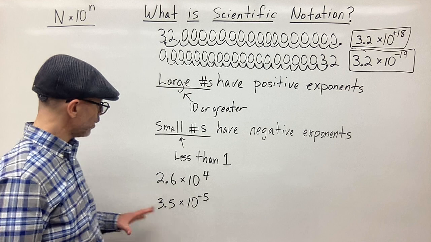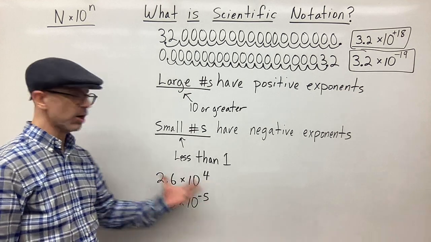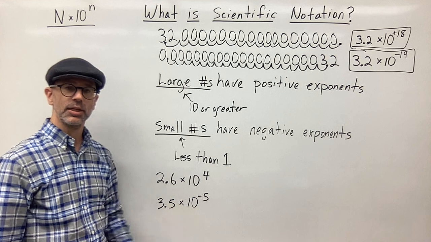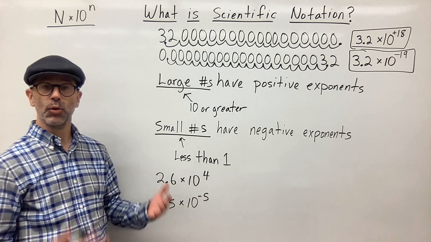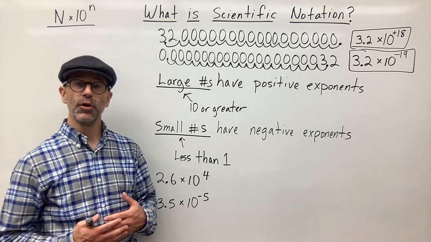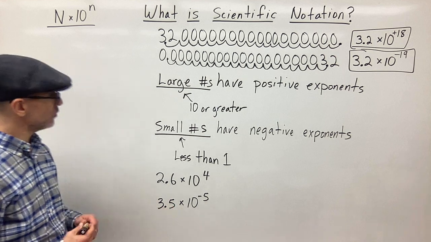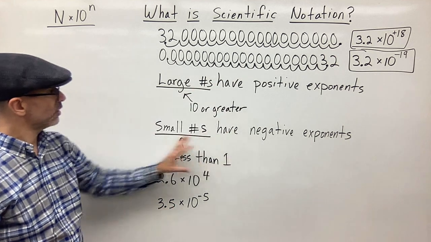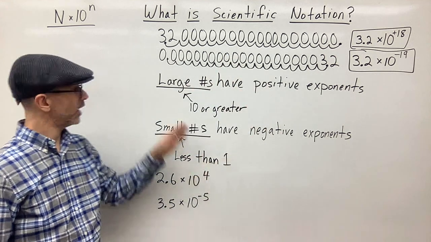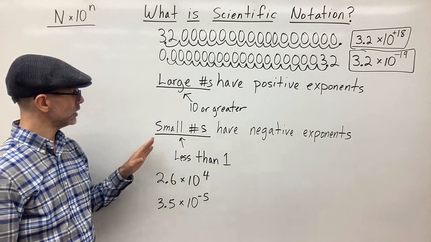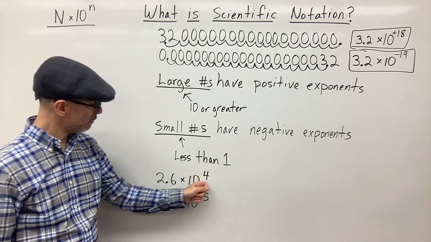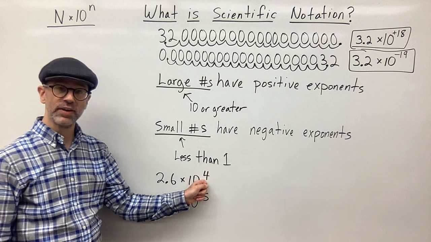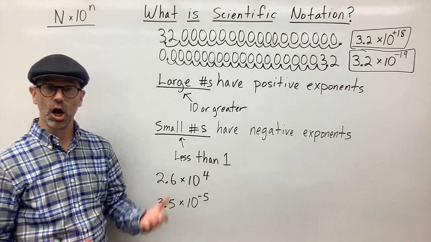Okay, so here I am. I have these two numbers in scientific notation, and I want to write these in normal standard notation. So what do I do? I am simply going to work backwards based on this understanding that large numbers have positive exponents, small numbers have negative exponents. So here, for this first number, I have a positive exponent. That means that this is a large number.